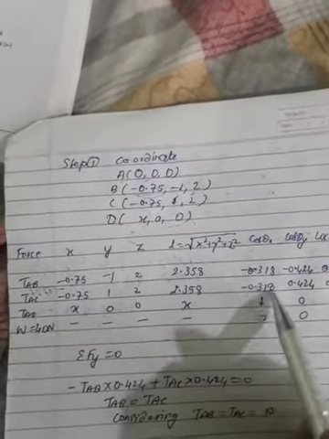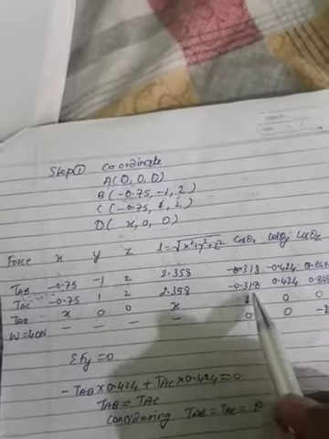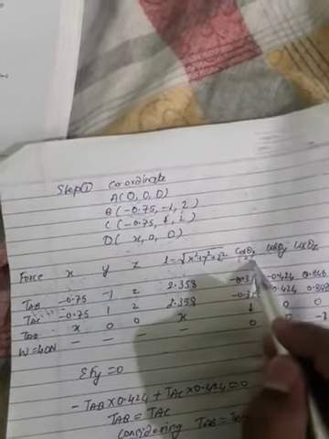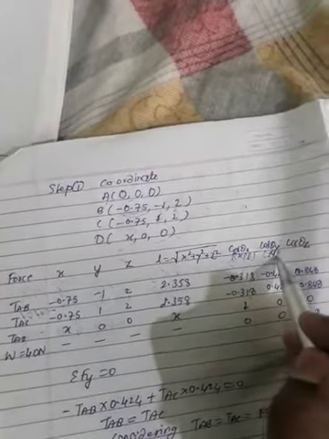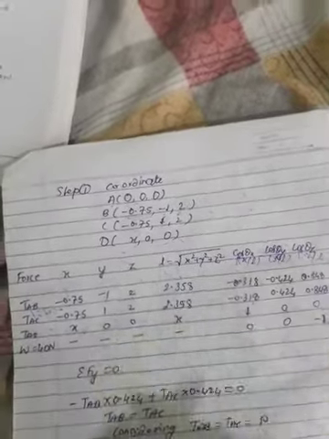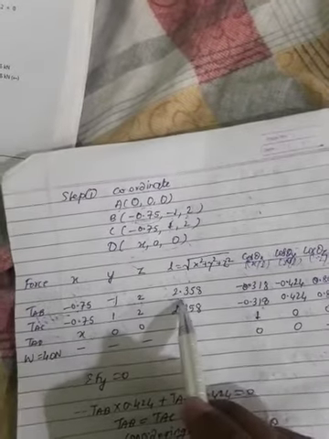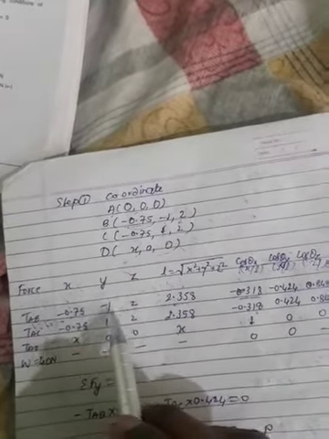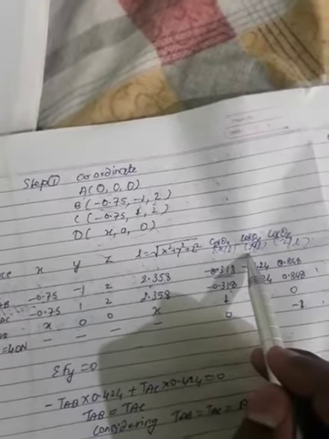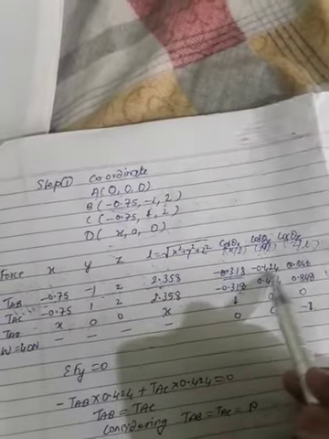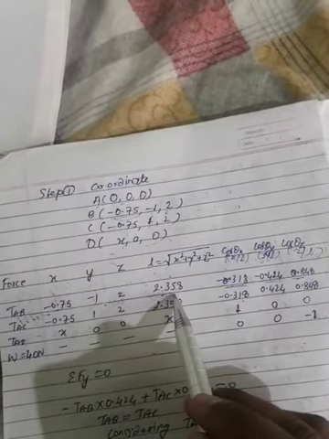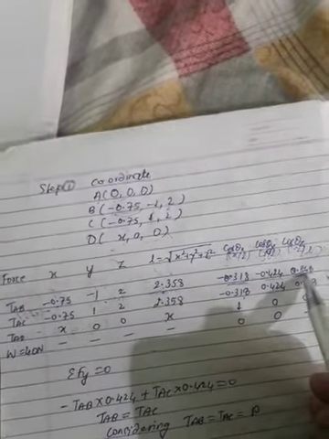So after calculating this value, the cos theta x formula I already know. It is nothing but x by L, y by L, and z by L. So x by L is minus 0.75 divided by 2.358, and I will get the value minus 0.318. Next cos theta y, that is y by L: minus 1 divided by 2.358, so I will get minus 0.424. For cos theta z, 2 divided by 2.358, I will get the value 0.848.